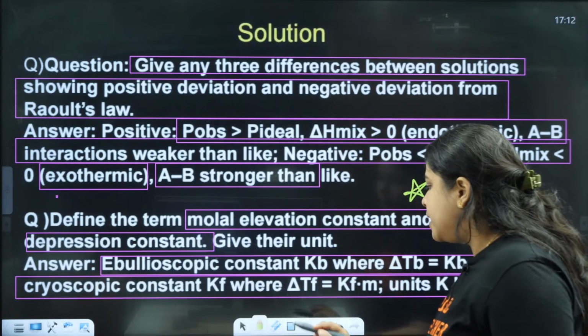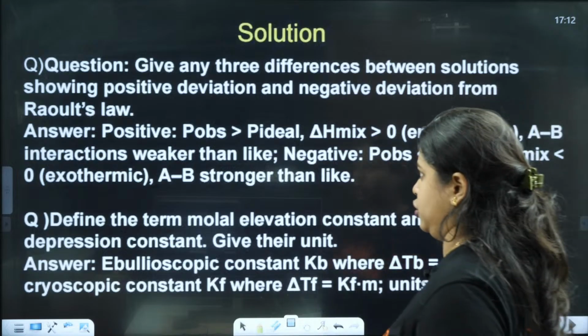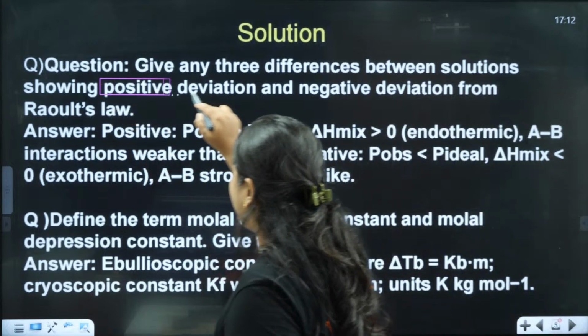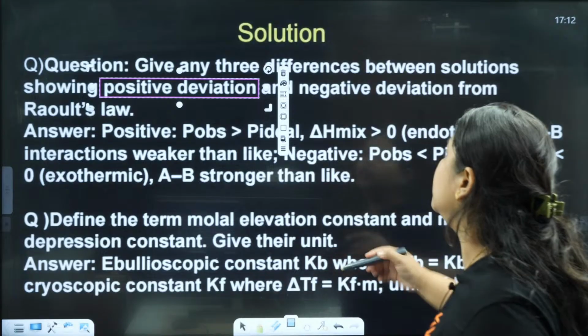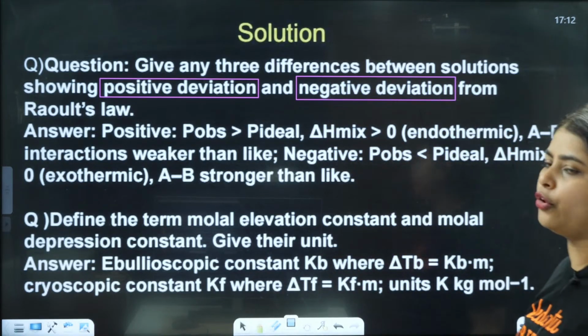Clear? Next question. Give any 3 difference between solutions showing positive deviation and the next one, negative deviation from the Raoult's law.